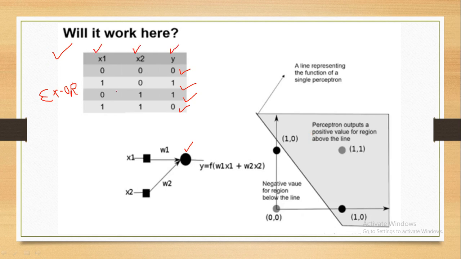This is the actual output. So what's our integration function? The integration function says sigma of wixi. With two features there will be two w's, w1 x1. So it will be y equal to w1 x1 plus w2 x2. What is that y? It's the predicted value.